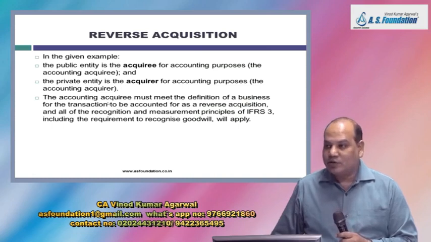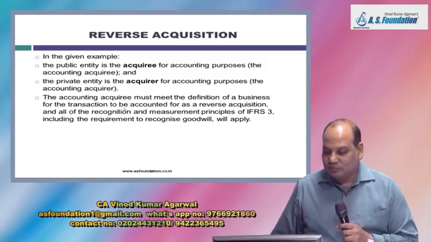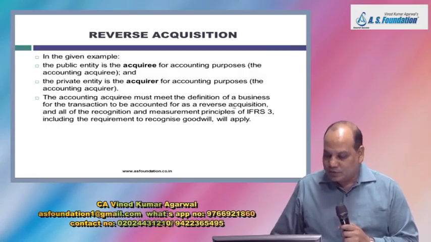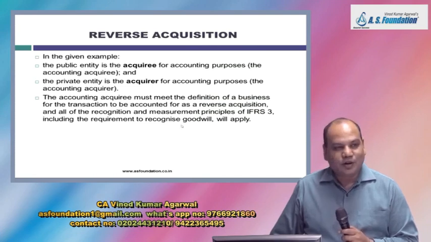Second condition is that this chapter is applicable when the accounting acquiree must meet the definition of business. Otherwise, whole discussion is waste. The accounting acquiree must meet the definition of business for the transaction to be accounted for as reverse acquisition. And all of the acquisition and measurement principles of IFRS 3, including the requirement to recognize goodwill, will apply.